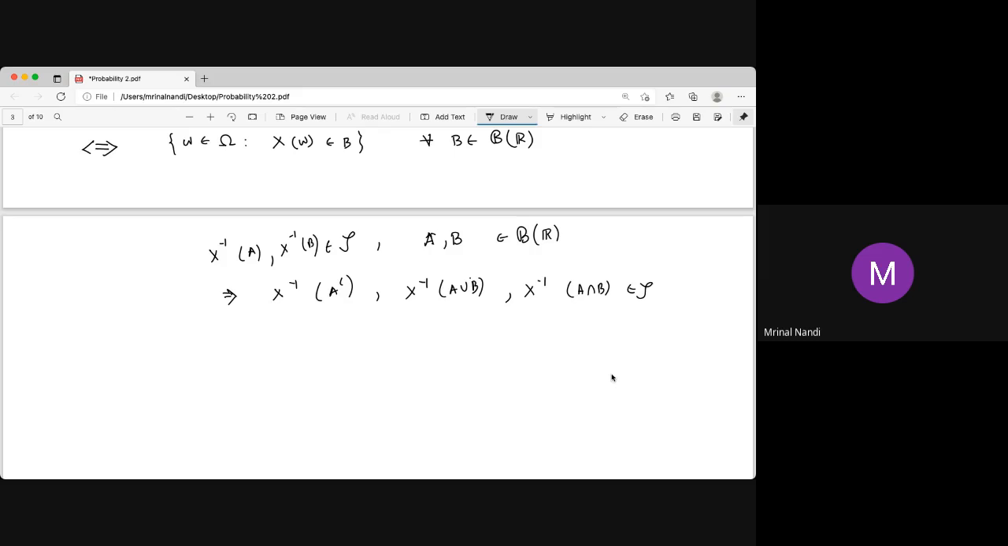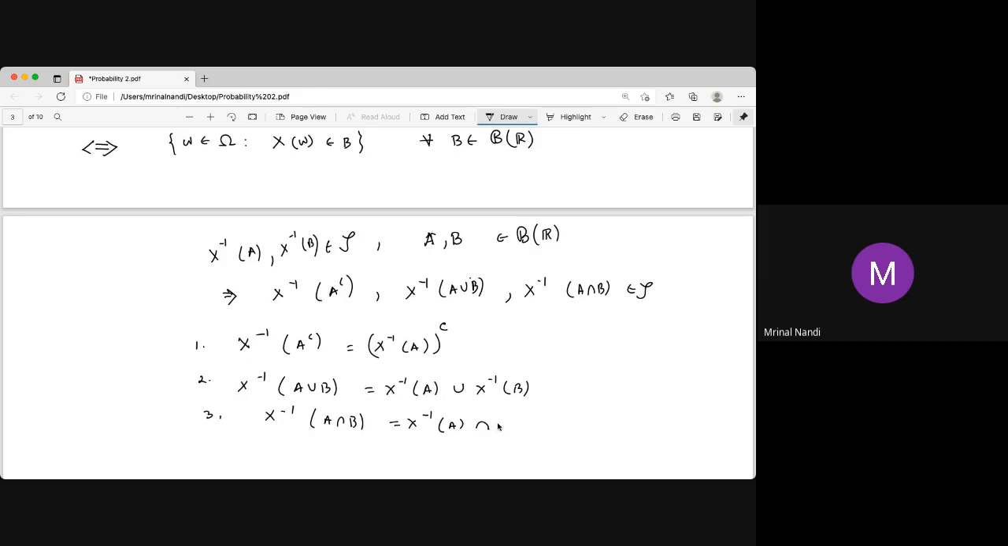That we have to prove, and we can prove it because the inverse image of any function has a good property. The property is this: the inverse image of a complement is the complement of the inverse image. This is a very interesting property, number one. Number two, it is also true for union, and this is true for intersection also. This is not true for the direct image. So for the direct image it may not be true.